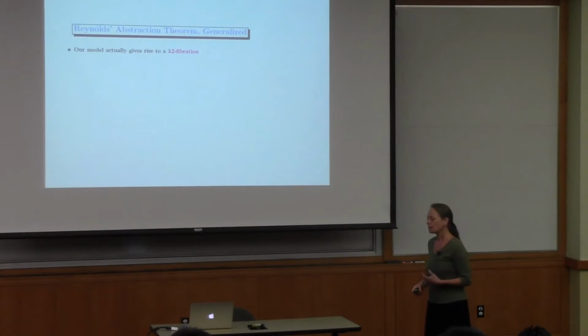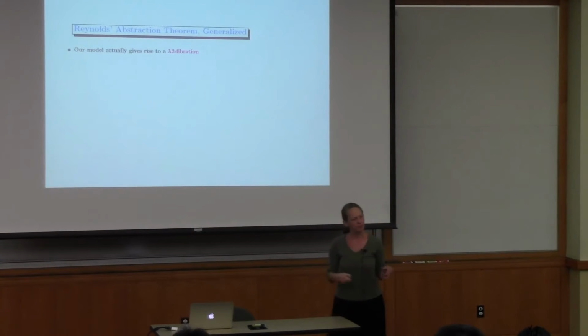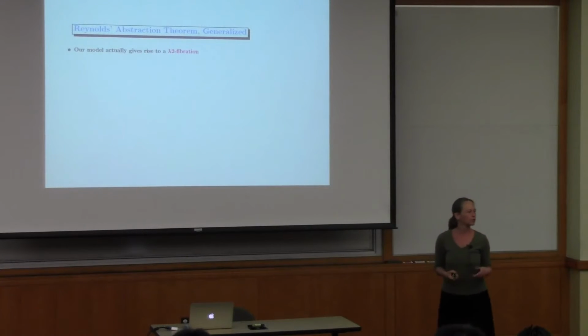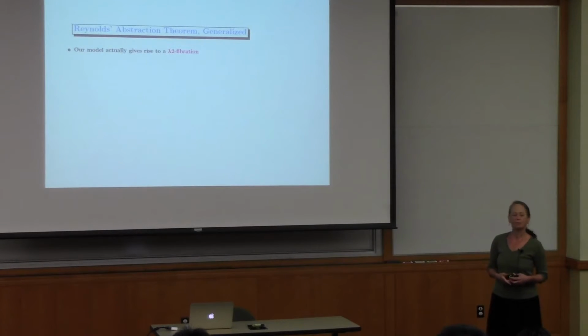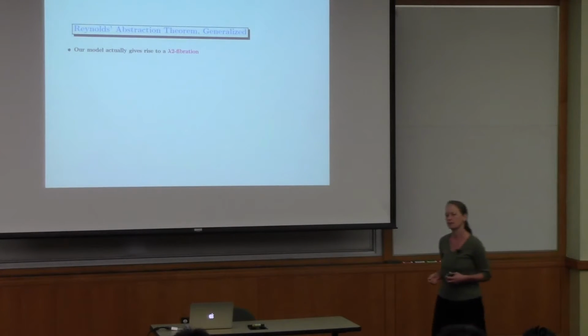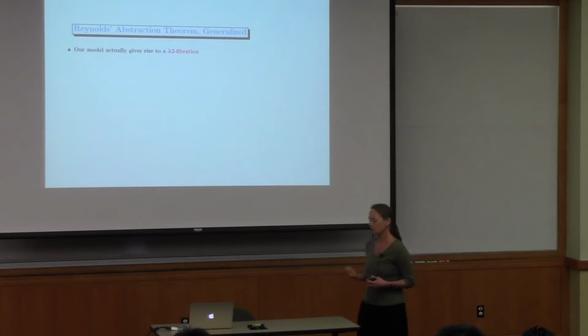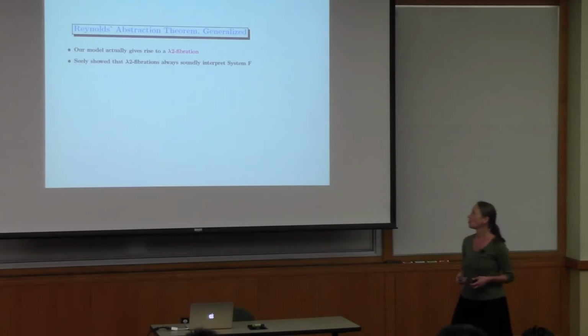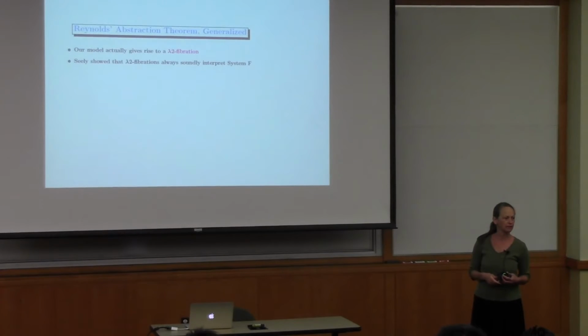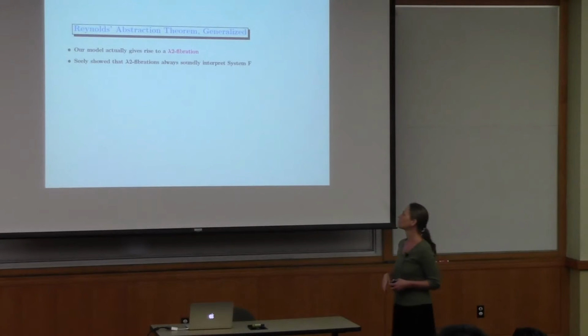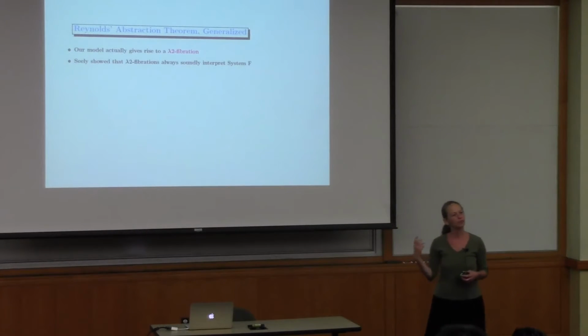Okay. But if you don't want to do all of that, you can do something slightly different. You can do the work in a different way. So you can prove that the model that I just defined actually gives you what's called a lambda 2 fibration, and I know I mentioned those last time. And the reason that would suffice is because Seeley showed that you can always interpret system F soundly, in other words, in such a way that you respect the computational properties, in a lambda 2 fibration.